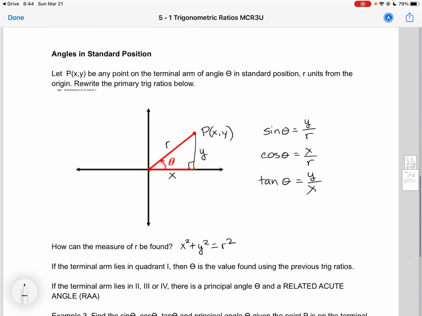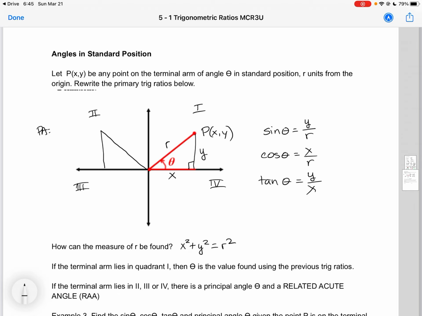This next part is important. If the terminal arm lies in quadrant 1, so this is quadrant 1 here, then theta is the value found using the previous trig ratios. However, if the terminal arm lies in one of the other quadrants, 2, 3, or 4, then our principal angle is actually going to use something called a related acute angle.